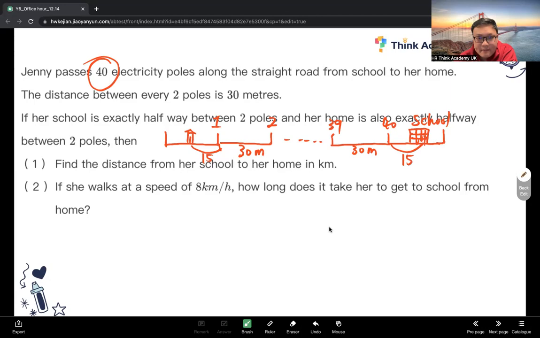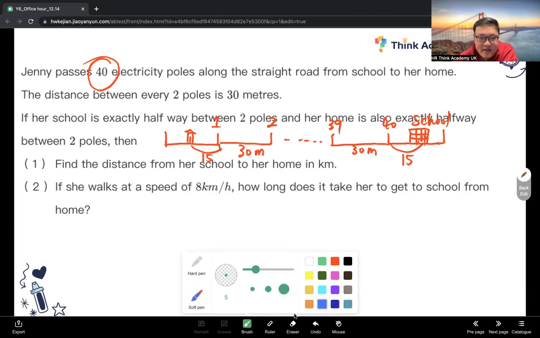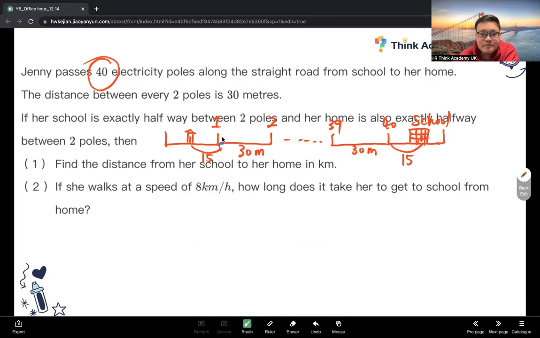Guys, did you get the answer? The answer should be 1.2 kilometers. So how'd you get it? I think we learned that in an interval problem, if you count both ends, the number of intervals will be 1 less than the number of poles. So from pole 1 to 40, you have 39 intervals, right?